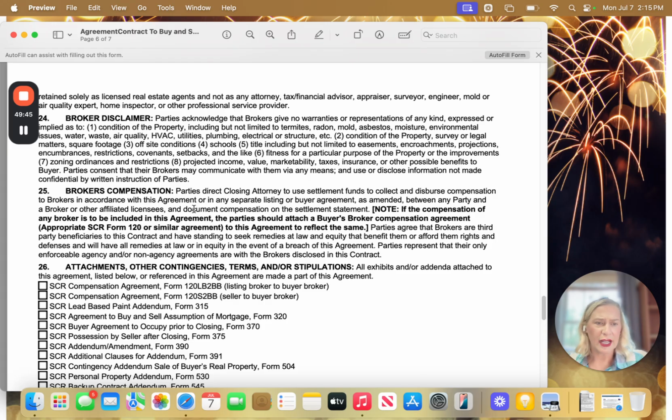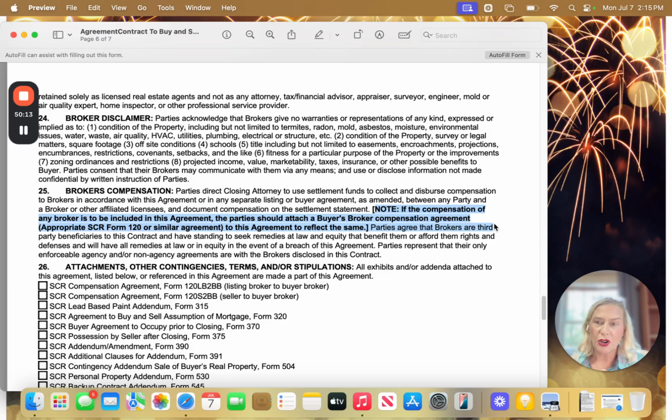So back to item 25, broker compensation. Parties agree to direct the closing attorney to disperse the compensation. It does say, please note, if the compensation of any broker is to be included in this agreement, the parties should attach the buyer broker compensation agreement or the appropriate SCR Form 110 or similar agreement to this agreement to reflect the same.